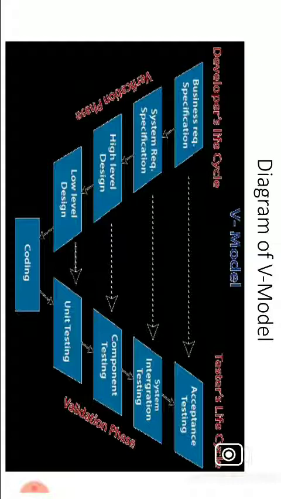Verification means we have to analyze the documents, analyze the requirements from the customer side, and identify the design, whether it is a high level design or a low level design. After that, I have to complete the code part. After completion of the code, I have to test each and every page of functionality by unit testing, component testing, system integration testing or acceptance testing. This is the basic V diagram. This is the verification and validation model.